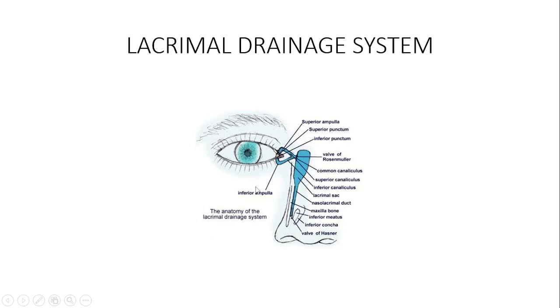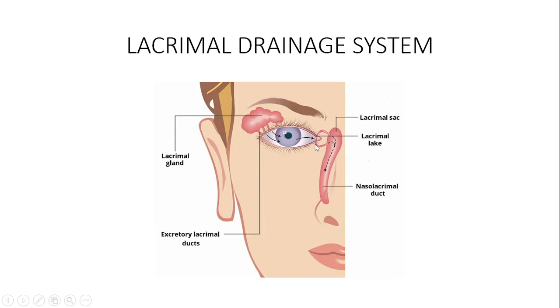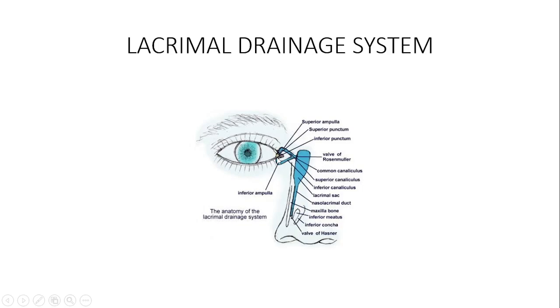The vertical portion is also called the ampulla. The plural is ampullae. Look at the inferior ampulla, and this will be the superior ampulla. The measurement is 2 millimeters. The ampulla then curves and turns horizontally, becoming what we call the horizontal canaliculus, the superior one and then the inferior one.